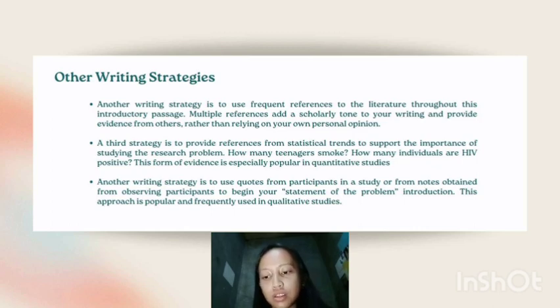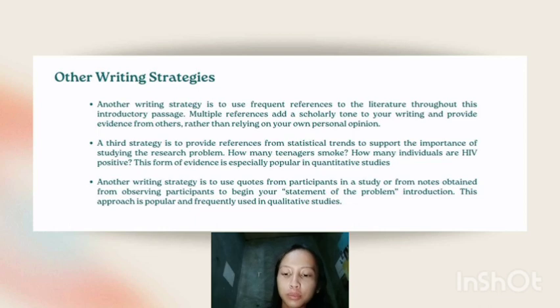So other writing strategies is to use frequent reference to the literature throughout this introductory passage, multiple references, add a scholarly tone to your writing, and provide evidence from others rather than relying on your own personal opinion. So it is also recommended to cite, even if it is only the introductory passage, it is recommended to also cite some authors and their work so that your passage will be more interesting.